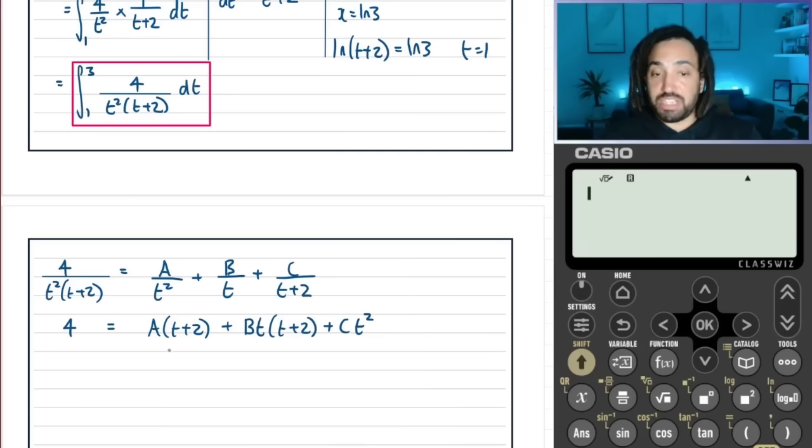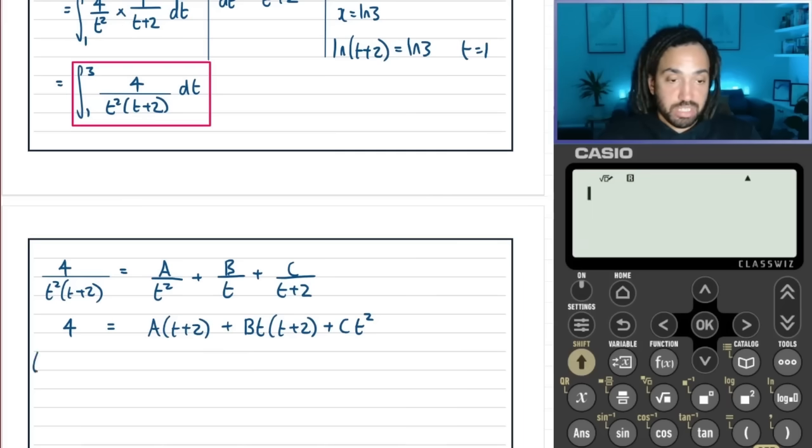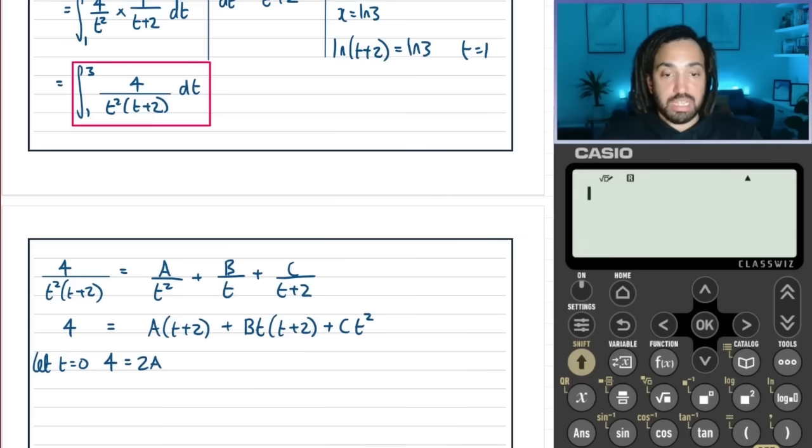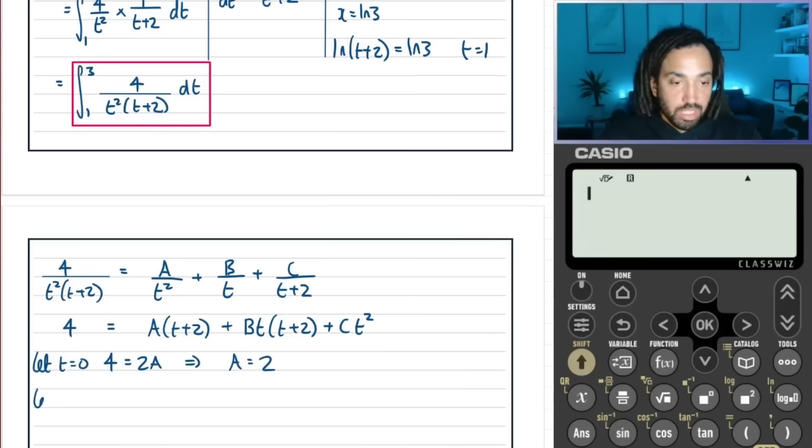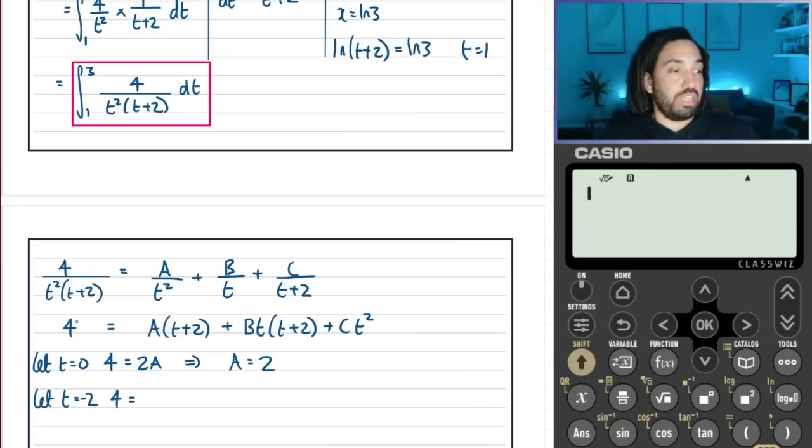Okay, then we pick t values that are going to eliminate some of these brackets. So we're going to let t equal 0. And that gives us 4, of course, on the left-hand side. And then if we sub in t is 0 in here, we get 2a. And t is 0 will knock out this term, and it will knock out that term. So we're left with 4 equals 2a. So that implies that a is equal to 2. Okay, then we let t equal minus 2. And again, the left-hand side will still be 4.